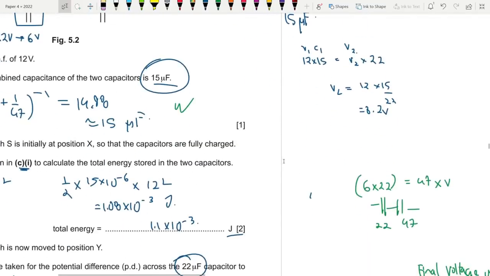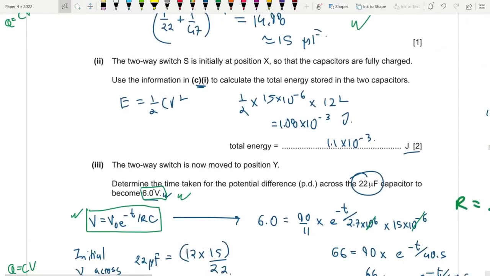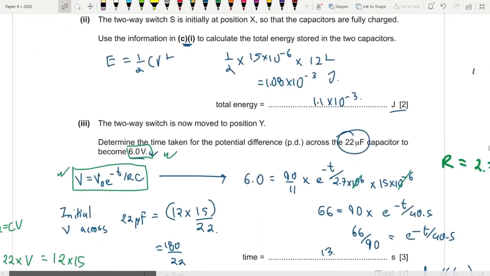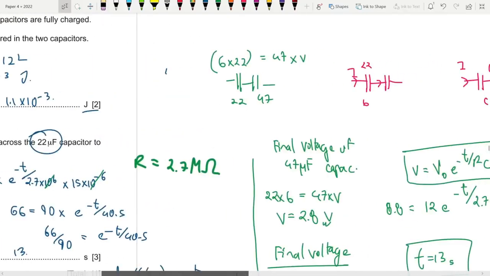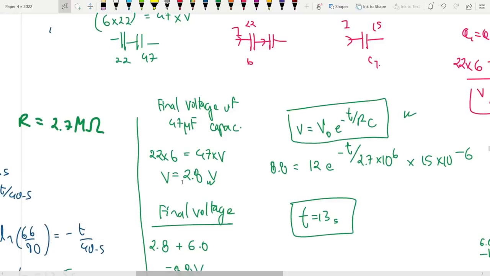But what happens after a certain time? We know that the 22 microfarad capacitor has a voltage of 6, but what about the 47 microfarad capacitor? Can we find that out? Of course we can. Check this. This is method number 2. You can also use this if you want. The final voltage of the 47 microfarad capacitor, I applied the same thing. C1 V1 equals C2 V2 because it's a series circuit.